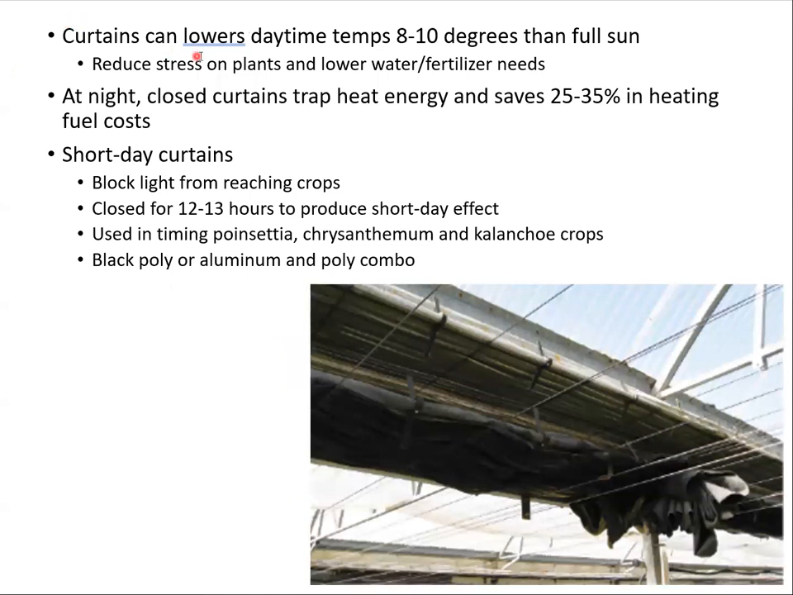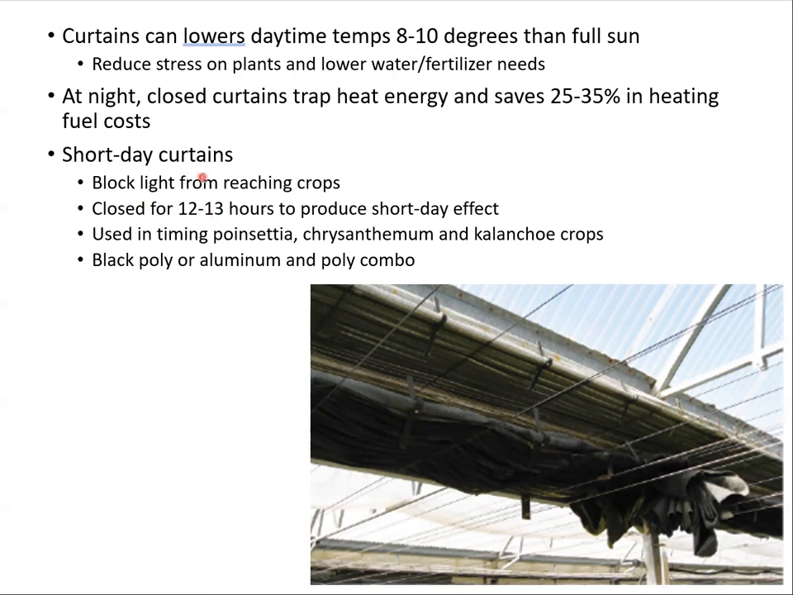Curtains can lower daytime temperatures 8 to 10 degrees lower than full sun, reducing stress on plants and lowering water and fertilizer needs. At night, closed curtains trap in energy and save 25 to 35% in heating and fuel costs. And then the other advantage to this is you can use these systems for short day.